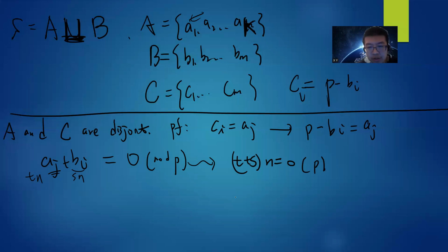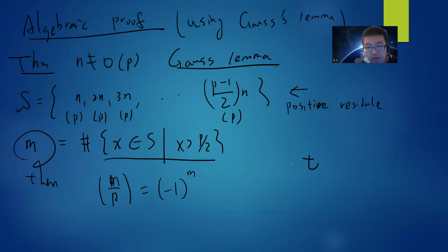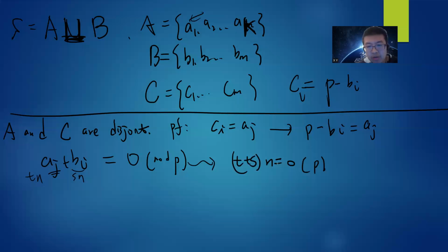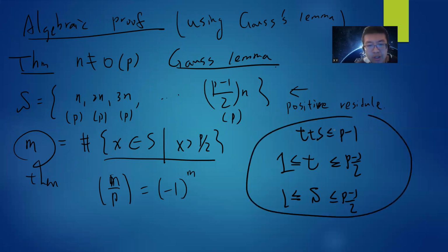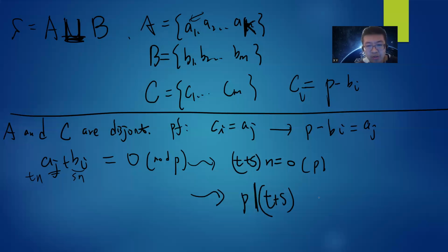But recall that we choose t from 1 to (p minus 1) divided by 2. Also, s is from 1 to (p minus 1) divided by 2. If this is true, that means p needs to divide t plus s. But this is impossible, because t plus s is at most p minus 1, which is less than p. So this cannot hold. This means that Ci cannot equal Aj, so they are all disjoint.